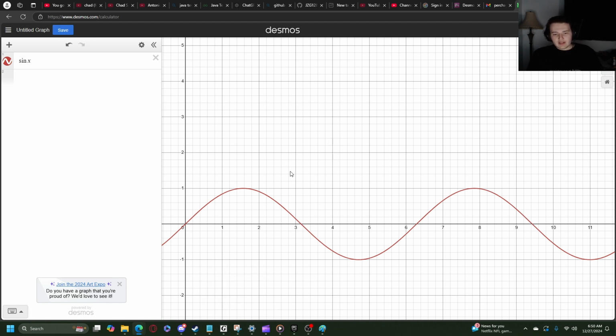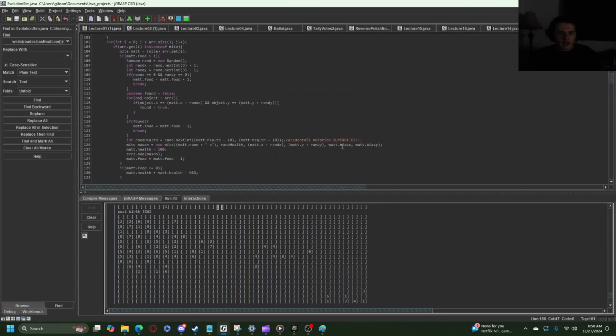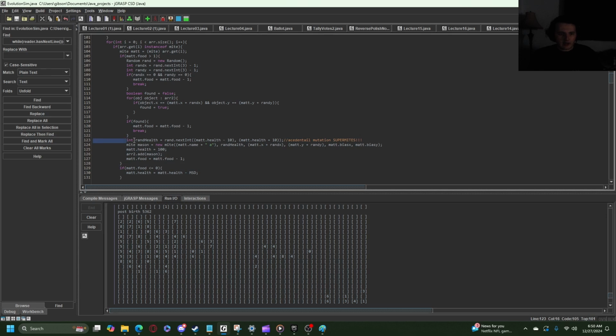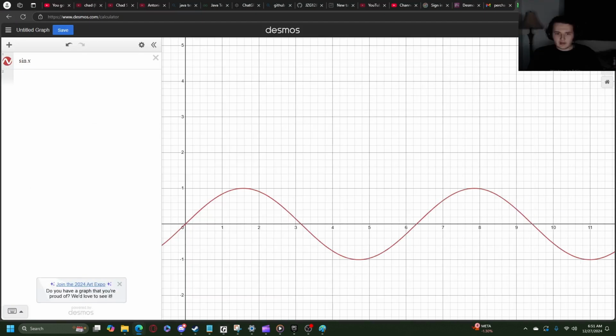So this is interesting, and that is why in the code I put this comment on line 123, which says accidental mutations supermites, which sort of shows that this is where we had the first contact with mutations, which is really interesting. So let's keep going. Let's see what else we got.